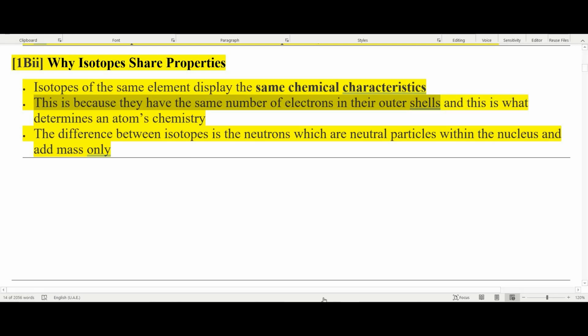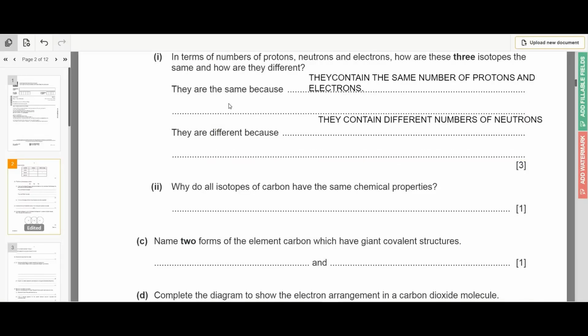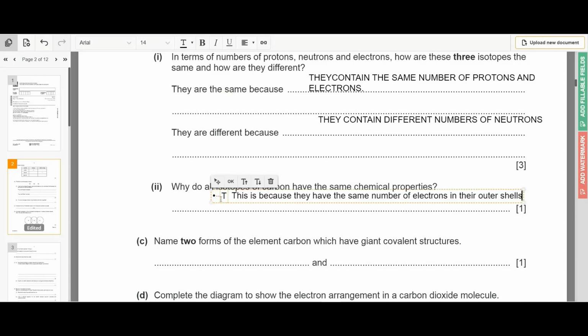Simply, we can write here: this is because they have the same number of electrons in their outer shells. Name two forms of elements. Part C. Name two forms of the element carbon which have giant covalent structures.